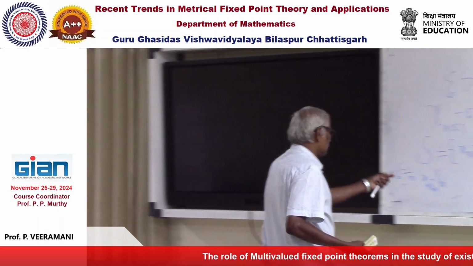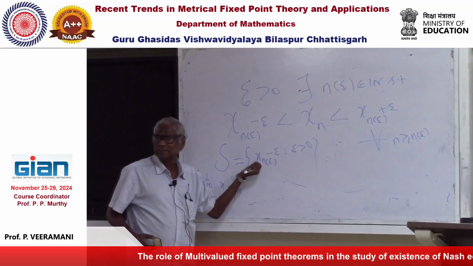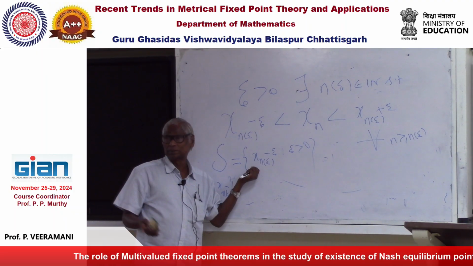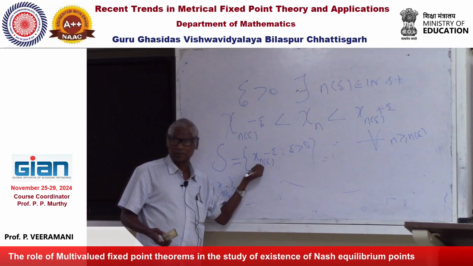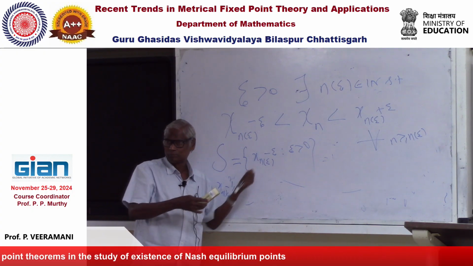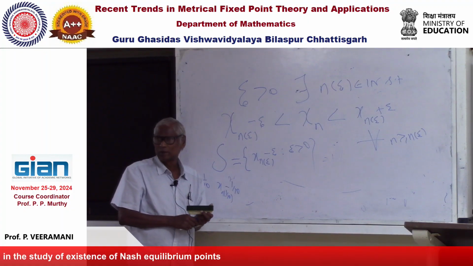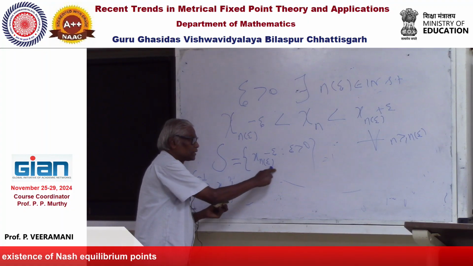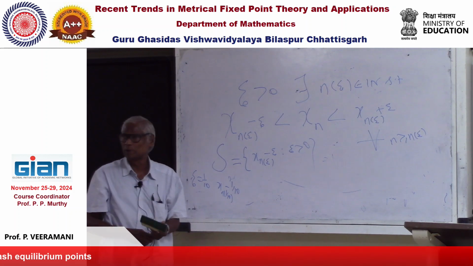But this is one element. X suffix n of epsilon is one term of the sequence. N of epsilon is a natural number, but x n of epsilon is a real number, since our sequence is in R. Epsilon is a positive number, so this is also a real number. This is a non-empty subset of R.